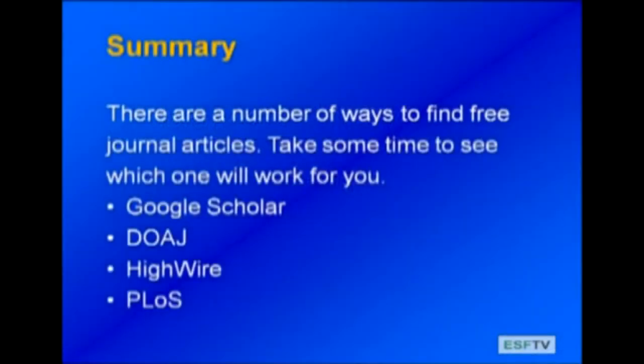We've talked about a handful of free online journal article databases: Google Scholar, the DOAJ, which is the Directory of Open Access Journals, Highwire, and PLOS, the Public Library of Science. These are all reputable resources that you can use for finding free journal articles. And again, these are going to search scholarly, sometimes peer-reviewed. And a lot of times you will be able to get the full text.